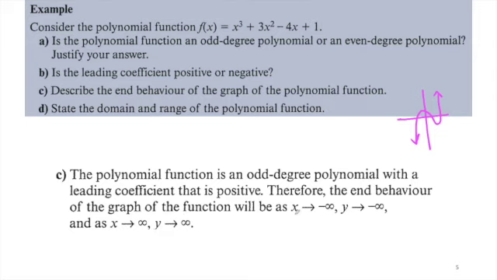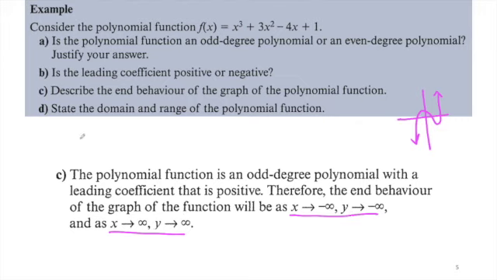You have to write this out in a question that I ask you. What the end behavior is, you have to write as x approaches negative infinity, y approaches negative infinity. As x approaches positive infinity, y approaches positive infinity. So just like that, okay? You have to write those out.